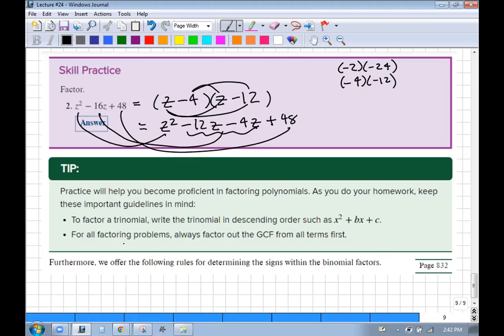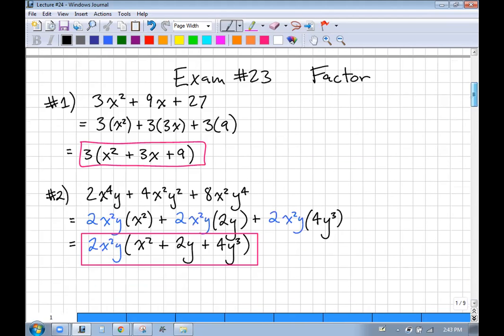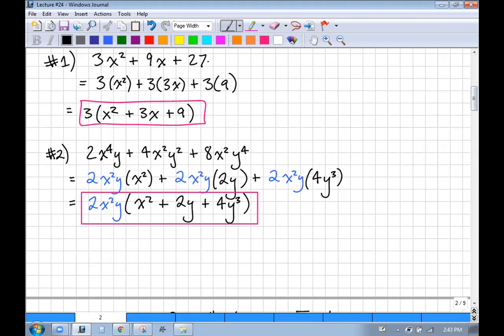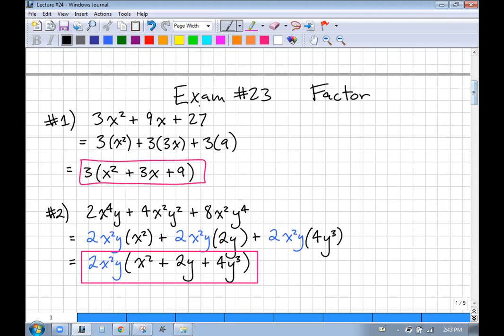To factor a trinomial, write the trinomial in descending order, right? It's important that you put your squared term first, and then the not squared term, and then the number by itself. Put it in descending order, okay? And factor out the GCF first. So like we did up here, let's say this thing, if you're looking at this and they want you to factor it, see how there's a 3 there? You factor the 3 out first. Then you look at this and you'd want to factor that second, okay?